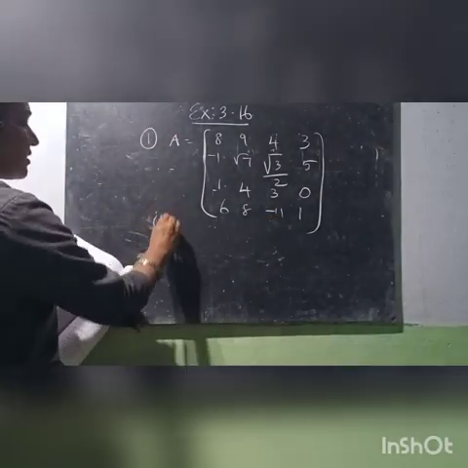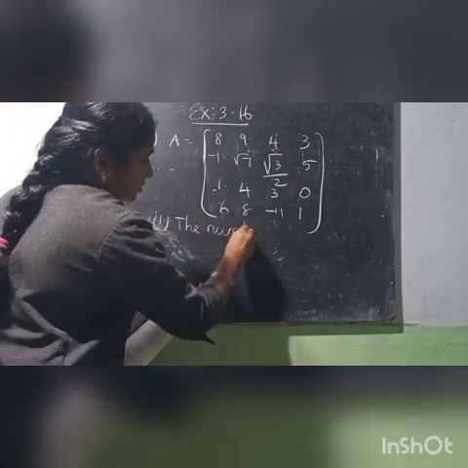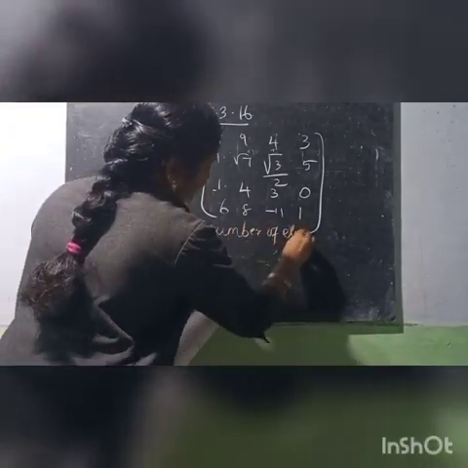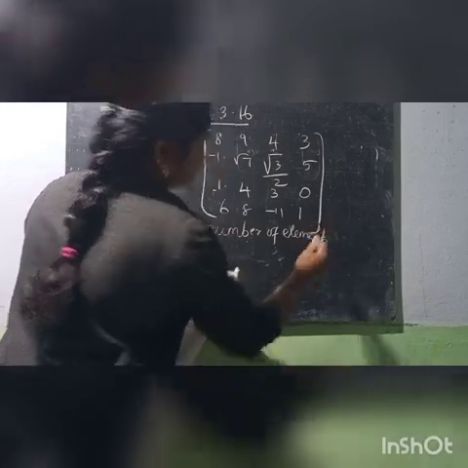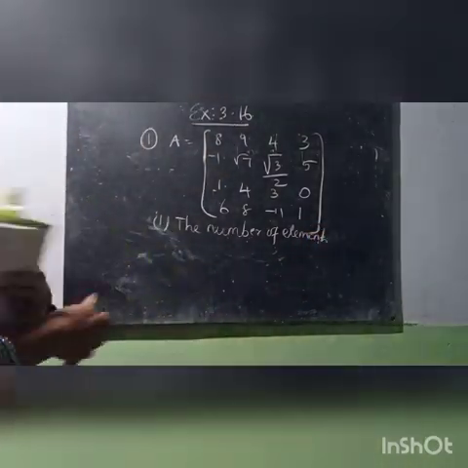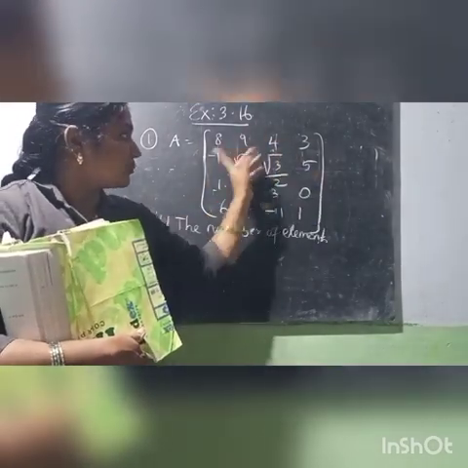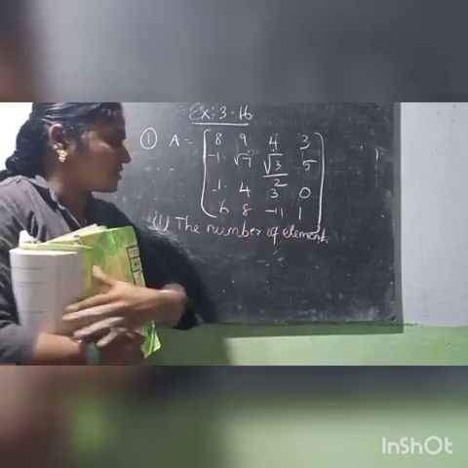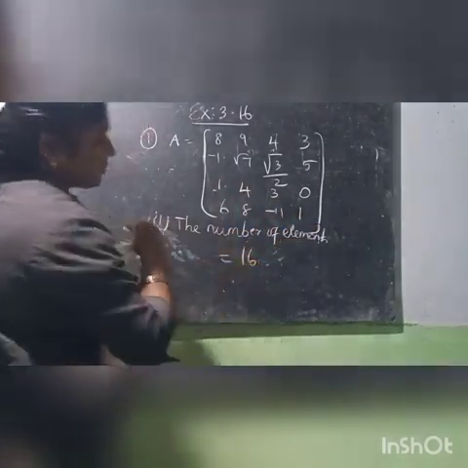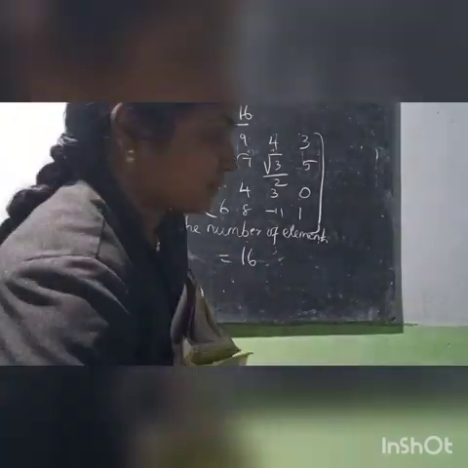First question is the number of elements. So we want to find out how many elements are there. We will count 1, 2, 3, 4, 5, 6, 7, 8, 9, 10, 11, 12, 13, 14, 15, 16. So totally 16 elements are there. So the number of elements is 16.